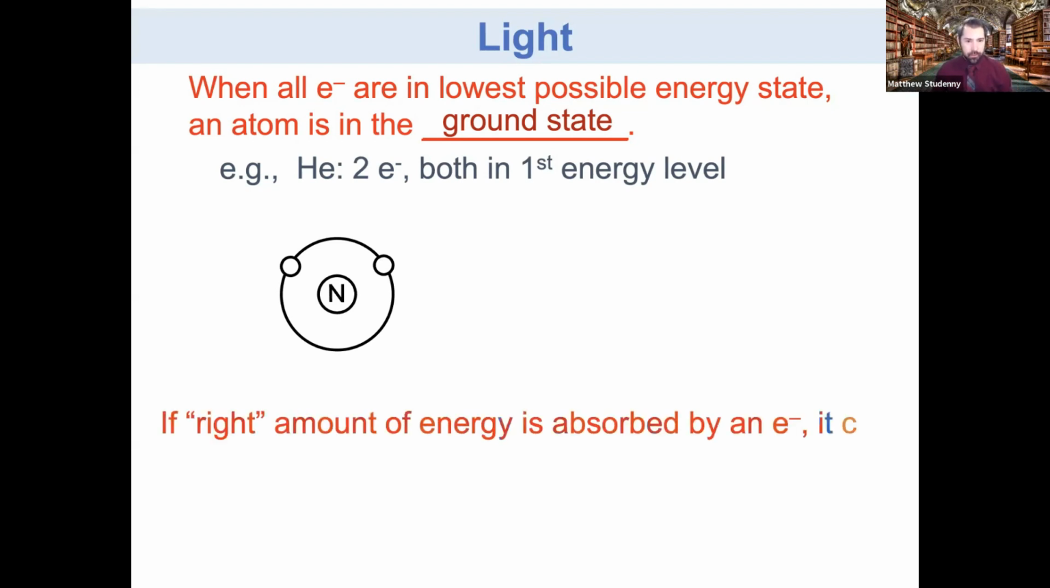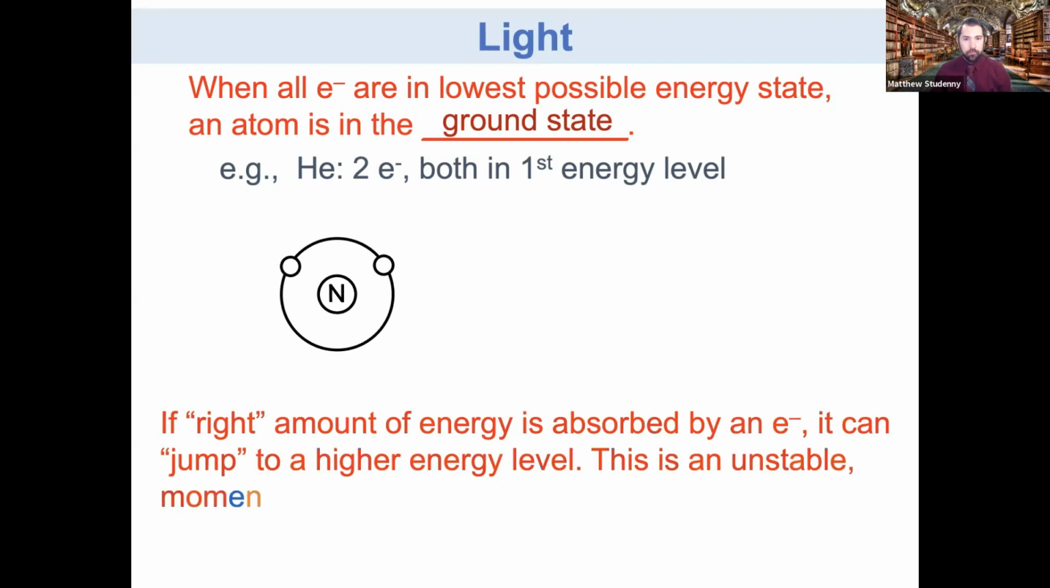Now, if one of those electrons or multiple electrons absorb a specific amount of energy, so the right amount of energy, they can move up to a higher energy level. As we move away from the nucleus, those energy levels have higher and higher amounts of energy associated with them, meaning that electron would need to absorb energy in order to move up.